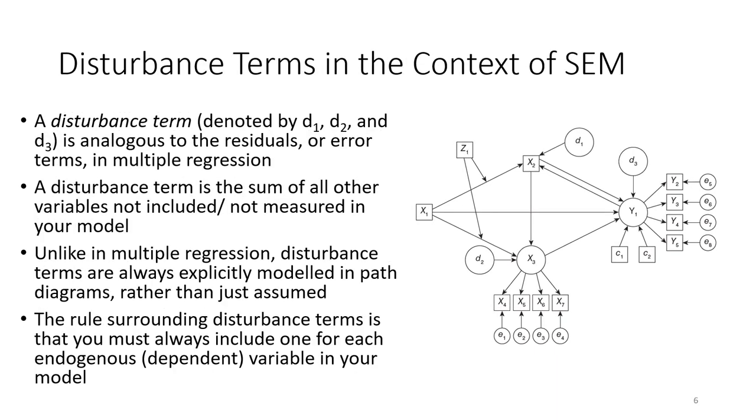Now, one feature of the path diagram on the right that you won't be familiar with is the concept of a disturbance term. You can see three disturbance terms associated with this model. There's D1, a circle with an arrow going down to X2 at the top. Then there's D2, and you can see a line going across to X3. And then you can see D3, which is a circle with a line going down to Y1.